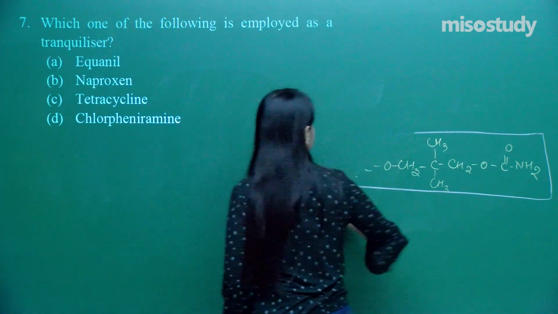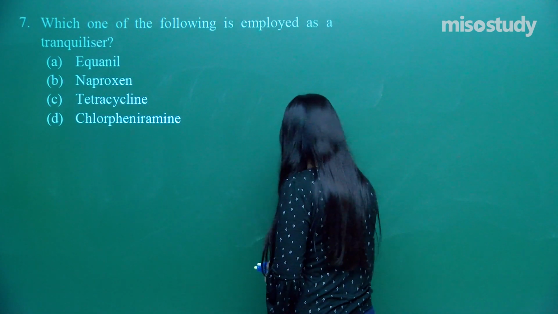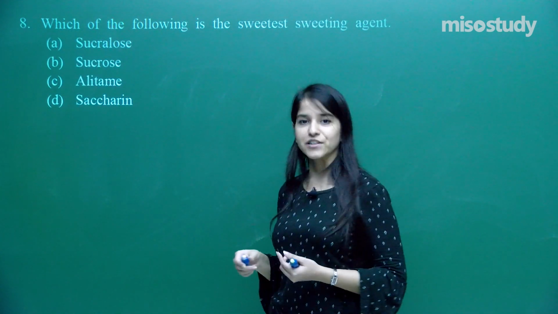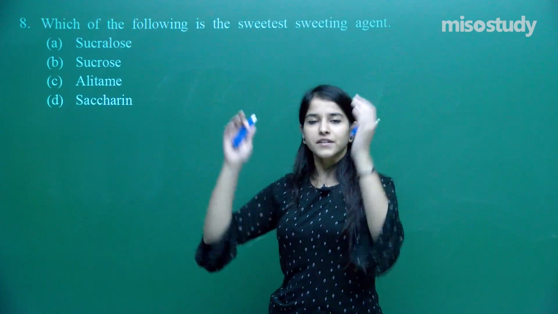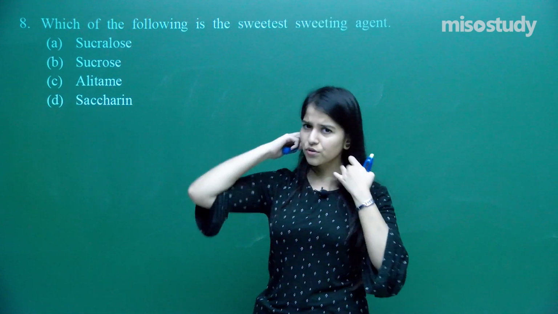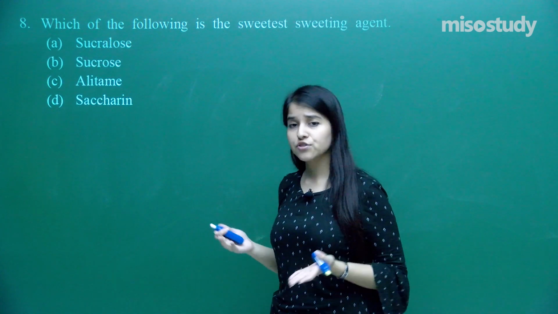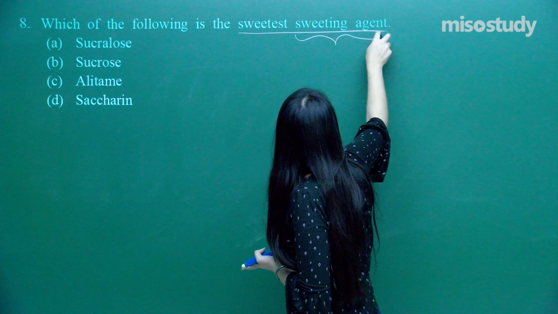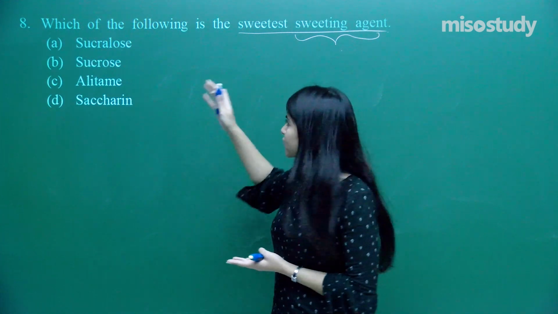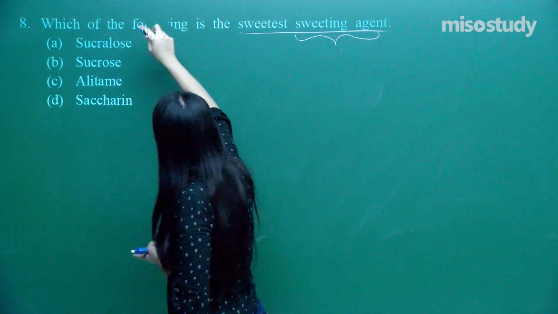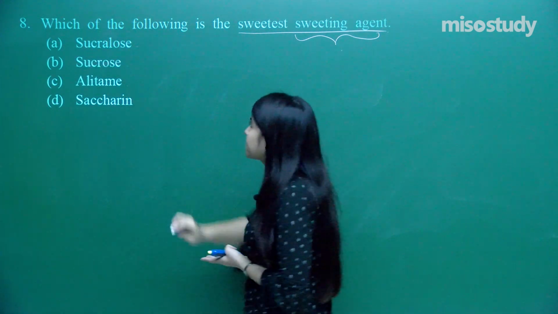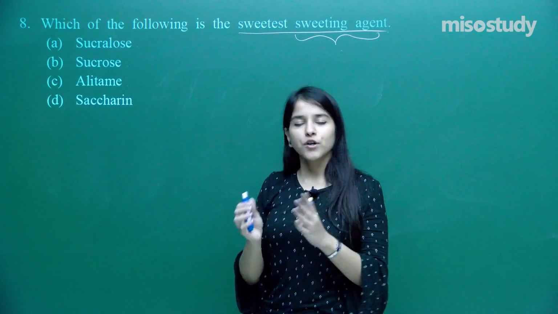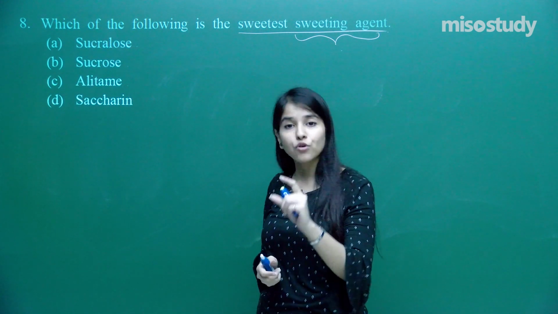What does the next question say? So it's, which of the following is the sweetest sweetening agent? So these are nothing but the artificial sweeteners, or let us just analyze if they are artificial or not. I am talking about the sweetest sweetening agent. That means let us just analyze. I've got sucralose, sucrose, alitame and saccharin. I need to know which is the sweetest. So for that comparison, what do we take? We always take sucrose as the comparison.